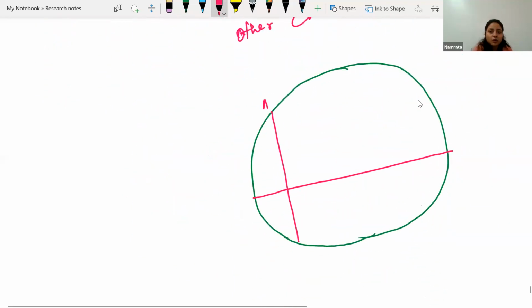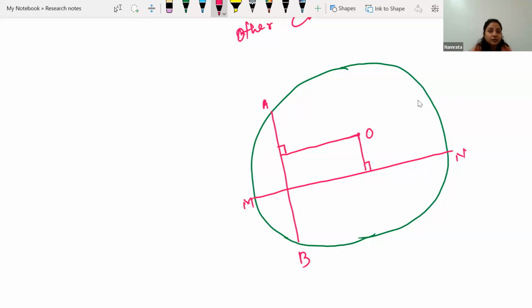So let's say this is the chord AB. Let's say this is chord MN. Here we are having the center of the circle O. We can drop the perpendicular from the center on this chord, and we can also drop the perpendicular from the center on this chord. Okay.